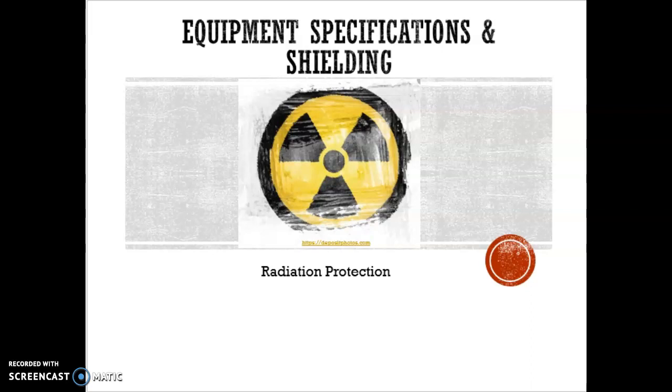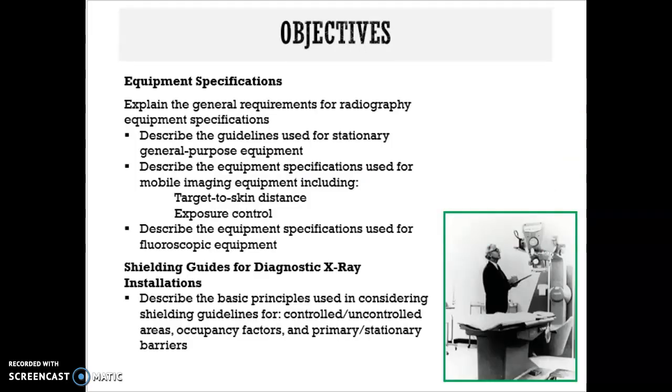So when designing an X-ray room or ensuring that you have the correct shielding for the room, always keep in mind the safety regulations that apply in the country and make sure that those are incorporated in your plans. The objectives for today's lesson are to explain the equipment specifications and the general requirements for not only general X-ray equipment but fluoroscopy as well, and then to look at the shielding guides for diagnostic X-ray installations.